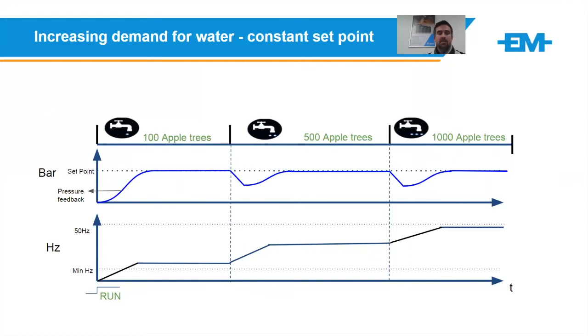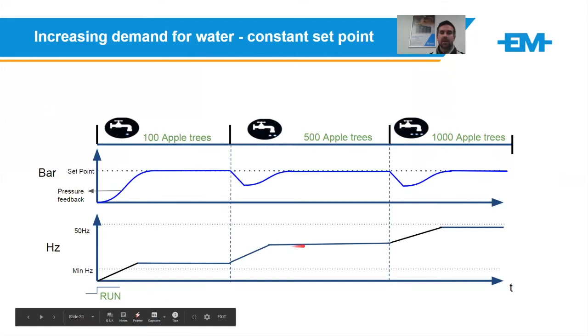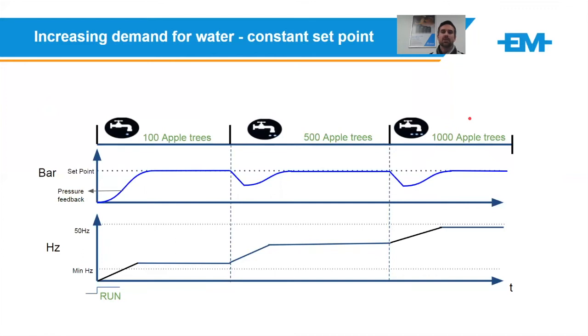By keeping a constant pressure in the line, automatically the speed of the pump would have to change to compensate or to give the amount of water, and to keep the pressure constant, it would have to increase the flow. So increasing demand for water with a constant set point, easily achieved with this combination.